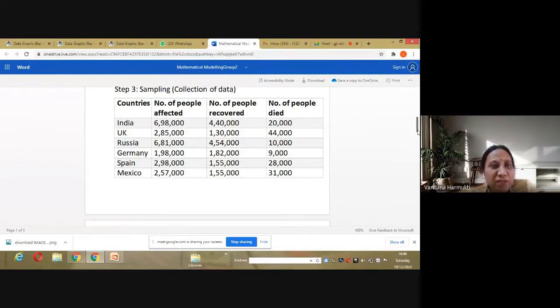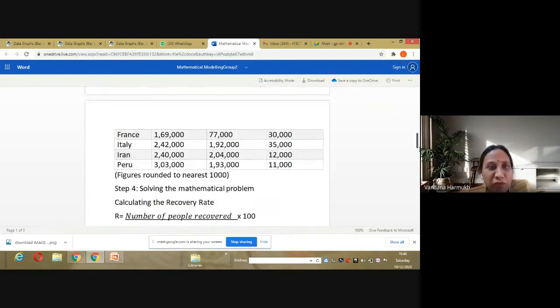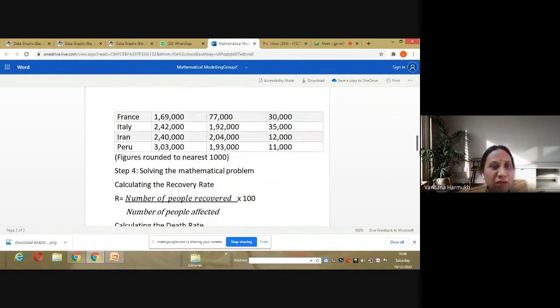These 10 countries are taken: India, UK, Russia, Germany, Spain, Mexico, Iran, Italy, and Peru. This is the data, rounded off: number of people affected, number of people recovered, and number of people died. This is the data for all the 10 countries. This file is in Word format only.